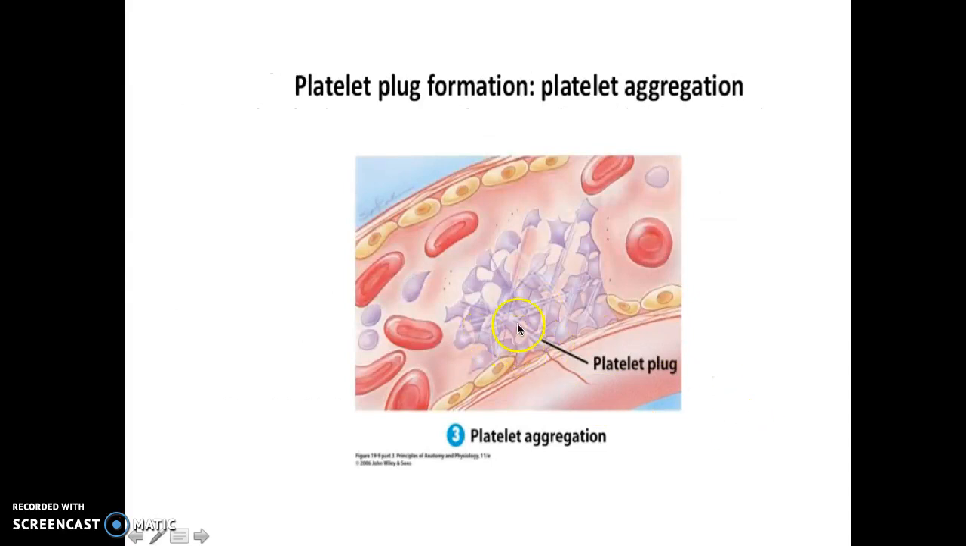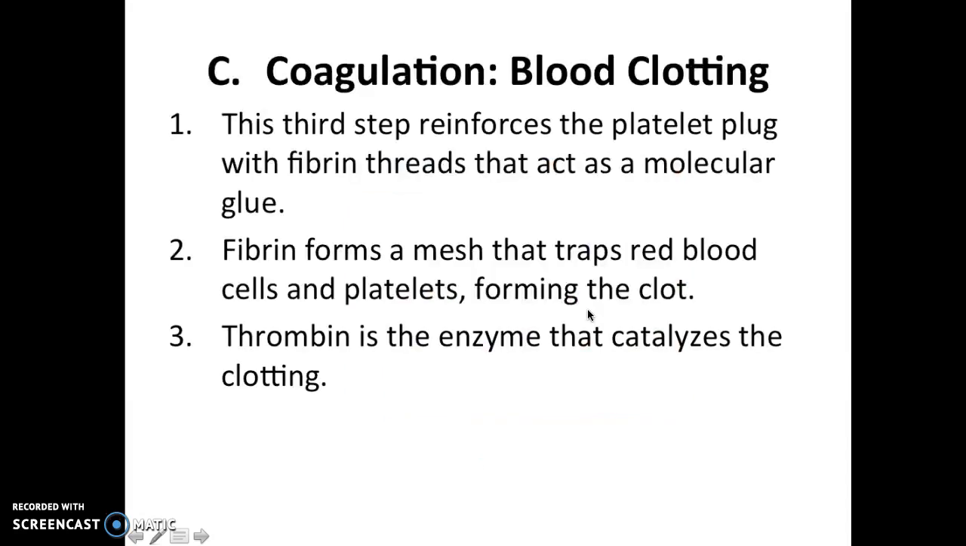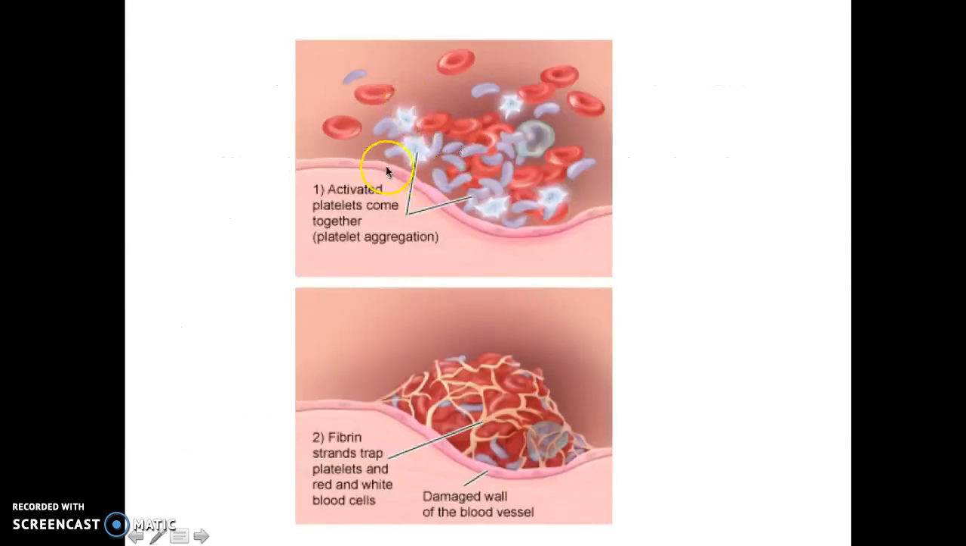So these platelets, imagine all the platelets becoming sticky and they bind together, essentially aggregation, and they stop the bleeding for a moment. The last part will be coagulation. The third step reinforces that platelet plug. There's something called fibrin. Fibrin forms this mesh. It's like a net, and the net will trap a whole bunch of red blood cells, white blood cells, anything it can catch, and it will form the clot. Thrombin is the enzyme that will actually catalyze the clotting. So off to the side, you have this enzyme that's working at the same time to help this all occur. So this is the platelets coming together, and this is what the fibrin would look like, the net.